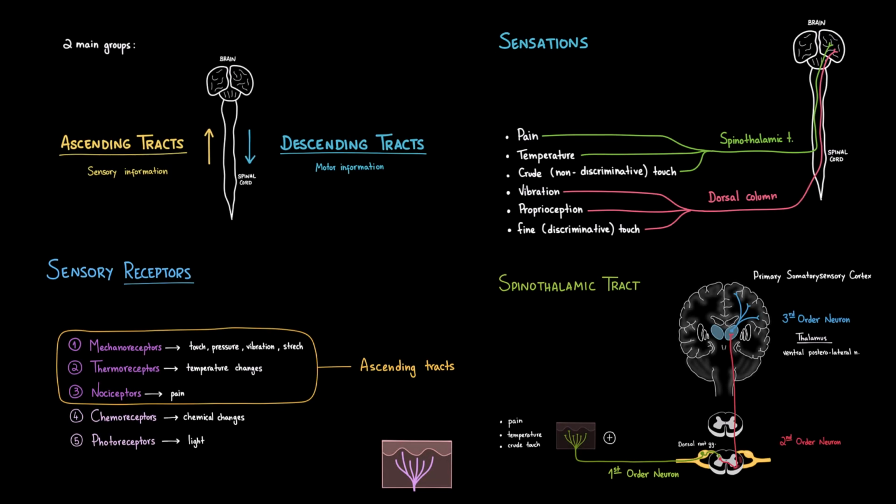And there you have it, the spinothalamic tract explained. From receptors in the skin all the way up to the somatosensory cortex, now you know how pain, temperature, and crude touch travel through your nervous system to reach your brain.